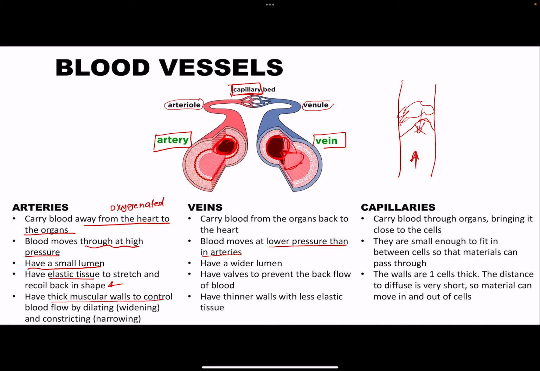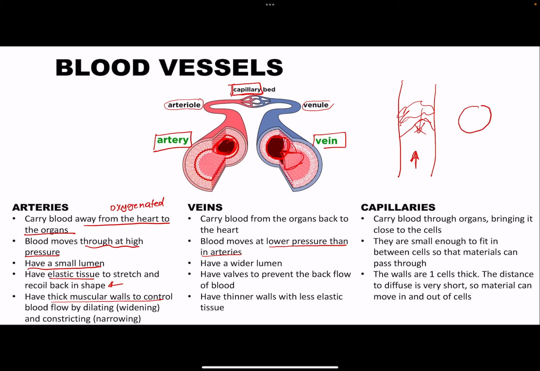Lastly, we're going to look at the capillaries. Capillaries are those tiny, tiny blood vessels formed within the organs. And because they are formed within the organs, their purpose is to distribute the blood containing the nutrients closest to the cells. So I'm going to show some demonstration.